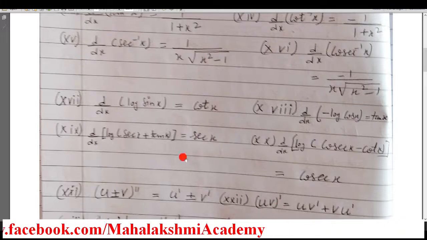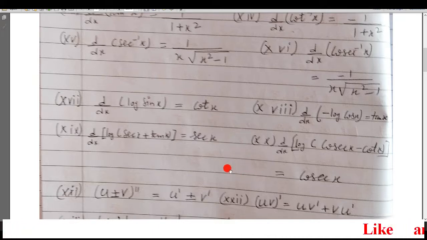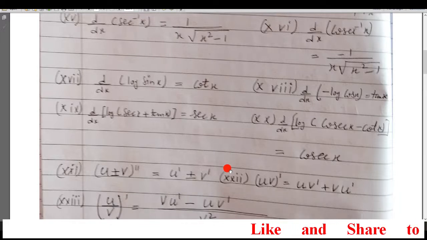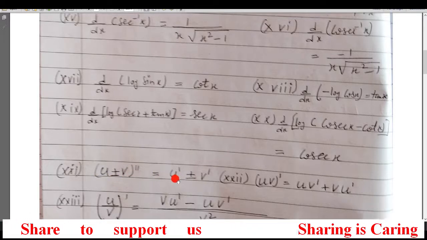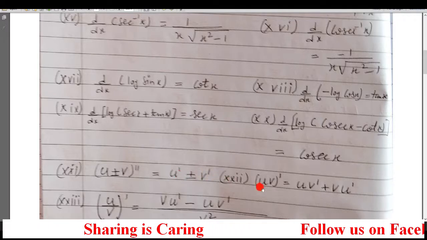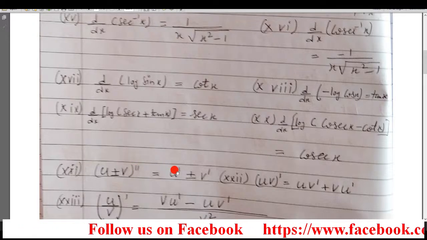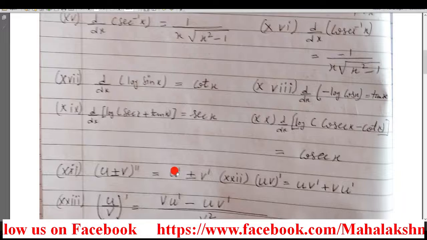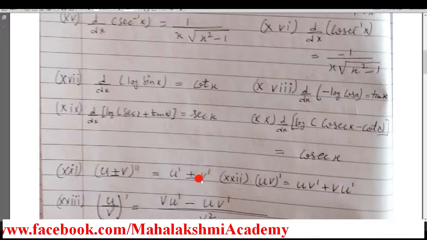Till here, these are some standard results which you should understand as well as learn. It's very important before starting the differentiation chapter. Now if we have two functions which are in plus or minus and you have to differentiate them, then the differentiation is going to be first function differentiation plus or minus second function differentiation. Here u dash represents the differentiation of u, and v dash means first derivative of v.